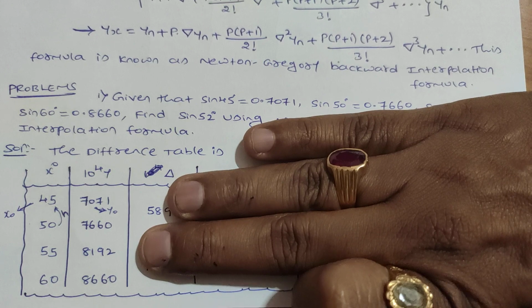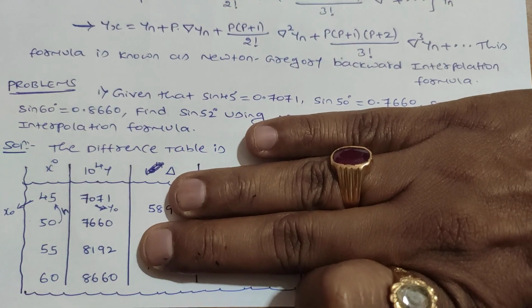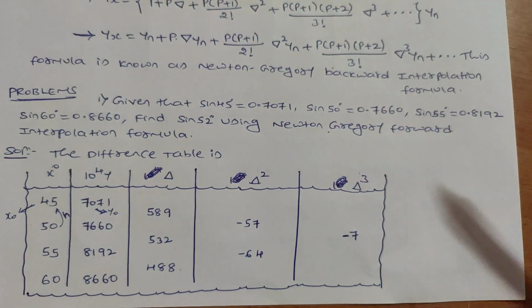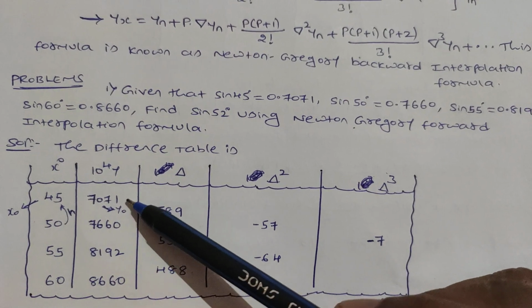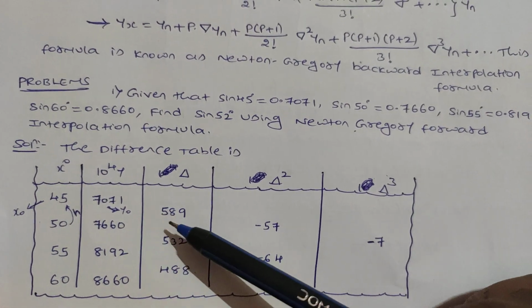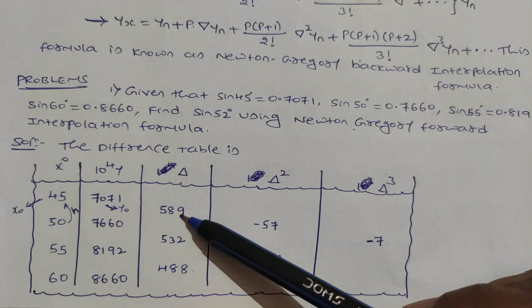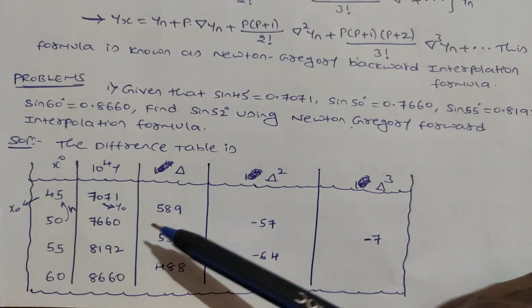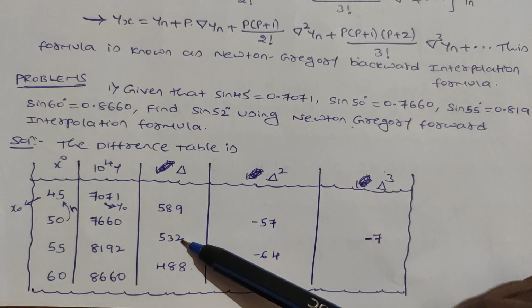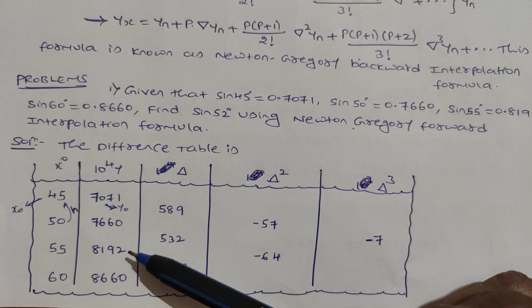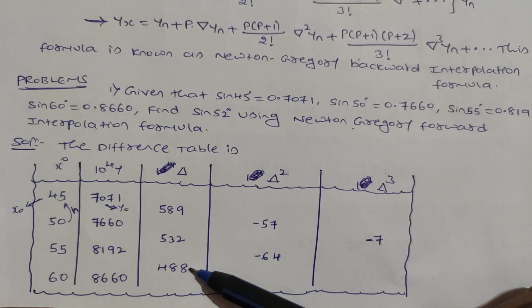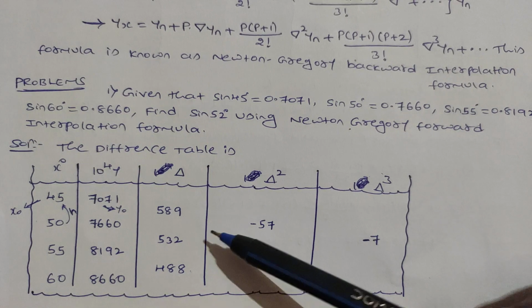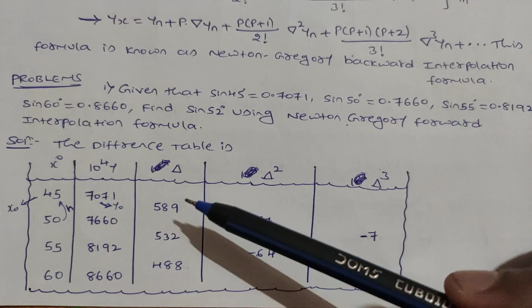So we should apply the difference table. What is a difference table? Take the difference of these two, that is, on taking the difference of these two, we observe the value as 589. Take the difference of these two, we observe the value as 532. Take the difference of these two, we observe the value as 488. So now continue the same process.